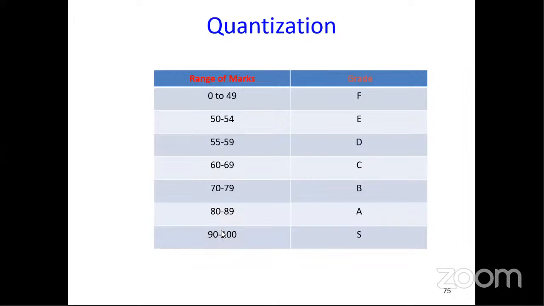If a person is scoring between 90 to 100, S grade, 80 to 89, A grade. But from the grade, I cannot come back to the mark. That is the drawback. It is called many-to-one mapping. This is the classic example of quantization.